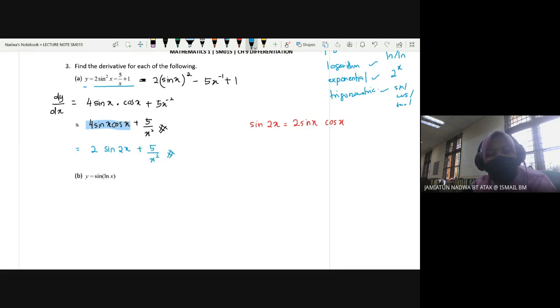Macam saya katalah, mungkin pilihan jawapan nanti dia tak ada jawapan 4 sin x cos x plus 5 over x squared. Tapi dia ada yang ni. So this is the correct one. Kalau ada yang ni pun this is the correct one. Yang ni saya cuma tukar dia menggunakan double angle formula daripada topik 7. Okay, walaupun topik 7 kita tahu dia tak masuk dalam final exam, tapi pengetahuan yang kita tahu daripada topik 7 tu still kena ada lah. Alright. So ini untuk simplify dia.